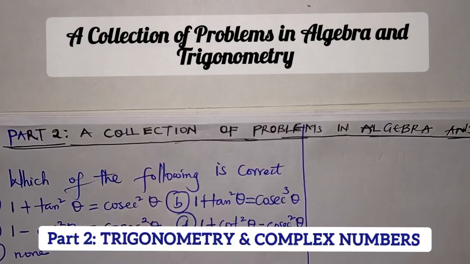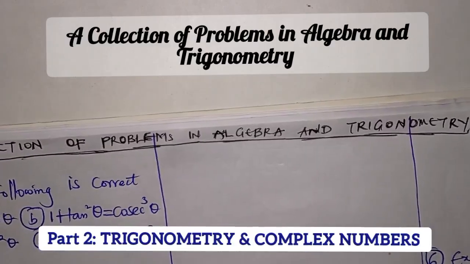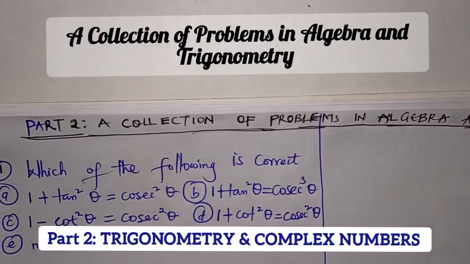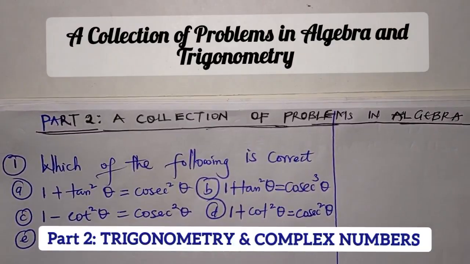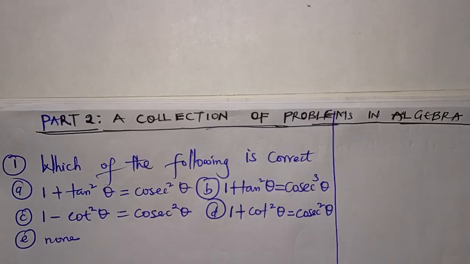All right, this is the second part of it. In the first part, we talked about sets, binomials, and inequalities. And here we are going to talk about trigonometry. So we are going to solve some questions here, so just follow till the end.